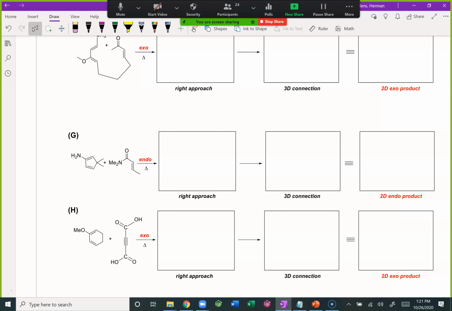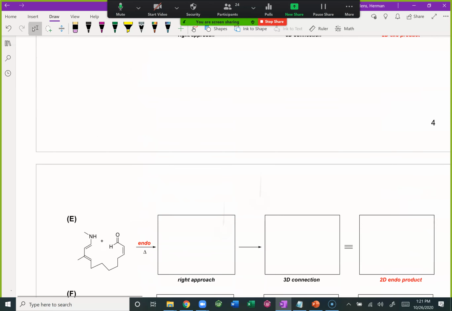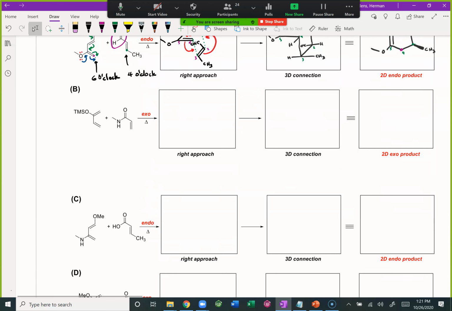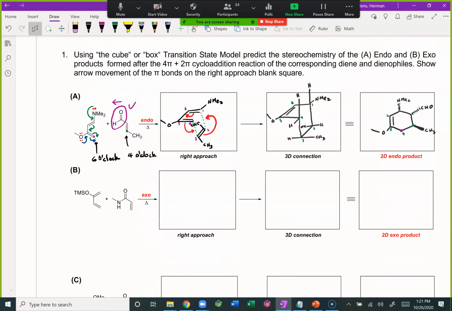On G and H, what I'm going to teach you how to do is the bridgehead Diels-Alder reactions. All right. So that's a little more complex, but we start from easy to difficult, and that's the only way I can teach this. All right. Let's do problem B.